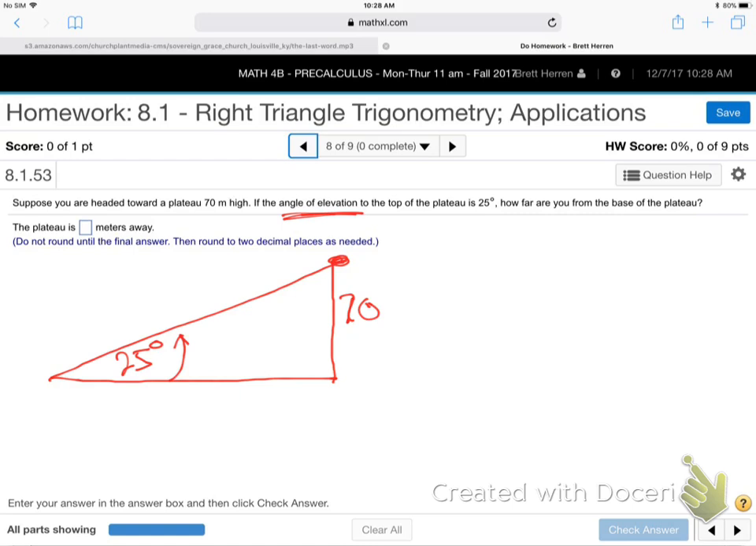So they're asking, how far are you from the base of the plateau? What's this x? How far? Here's the base of the plateau. Here's where you are. This is you here. How far are you? What's x? What's your distance from the base of the plateau?